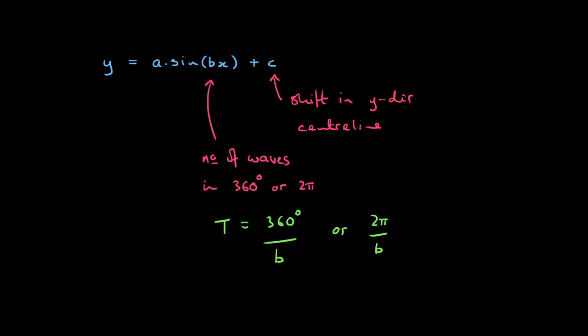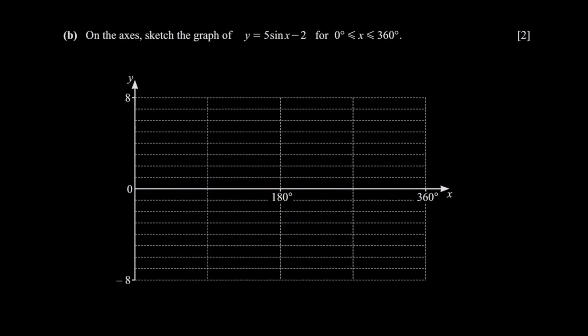Okay, lastly, a is the amplitude. Okay, and what do we mean by the amplitude? Well, we mean the distance from that center line up to the peak or down to the trough. So with that in mind, let's just go back to here, right? So what do we got?